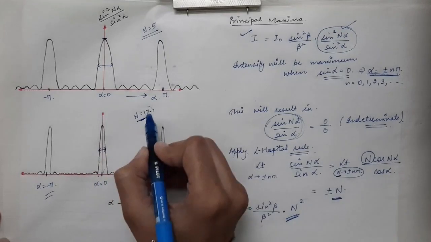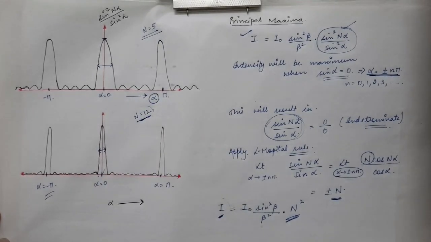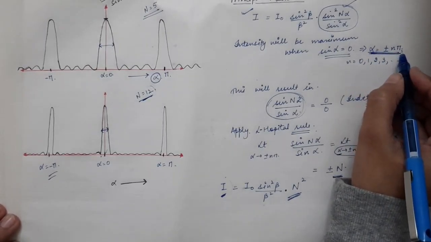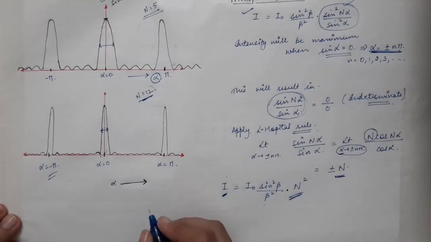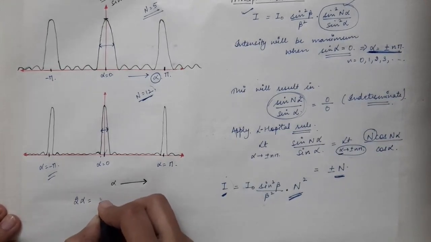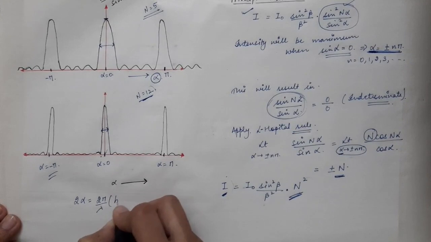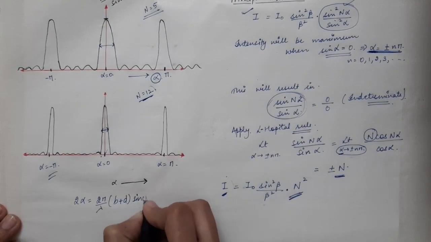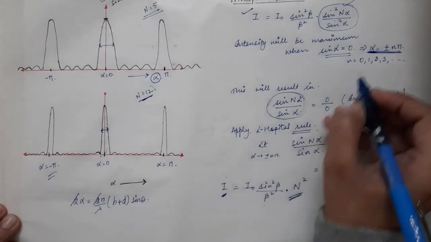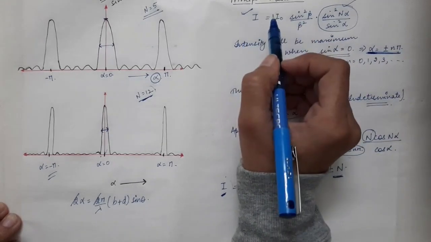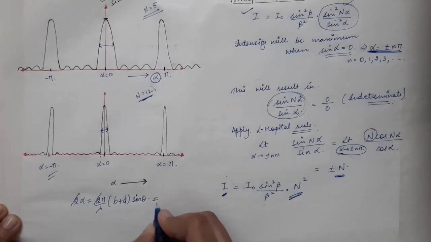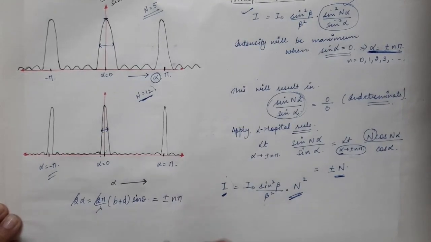On the horizontal axis, we have the variable alpha. This is the condition that we have obtained for obtaining maxima in the case of diffraction at multiple slits. So alpha was equal to 2 pi by lambda into b plus d sine theta, so alpha will be equal to pi by lambda into b plus d sine theta. What is the condition of alpha for obtaining maxima? For obtaining maxima, alpha is equal to plus minus n pi. So this alpha that we have got from this expression must be equal to plus minus n pi.